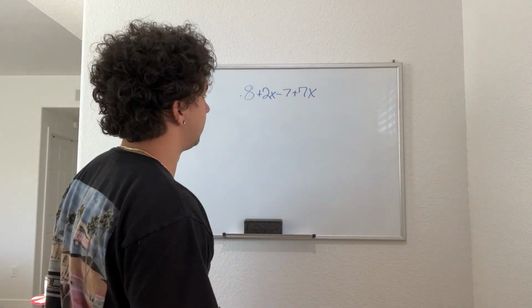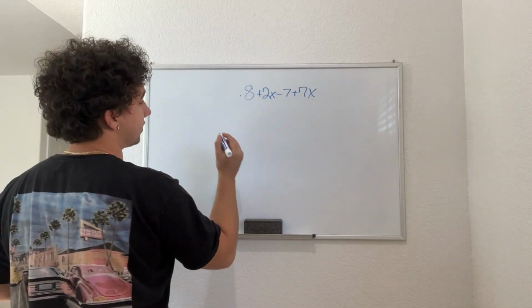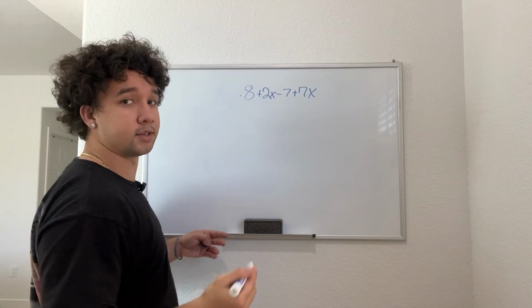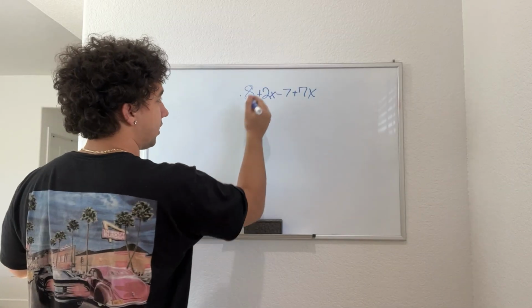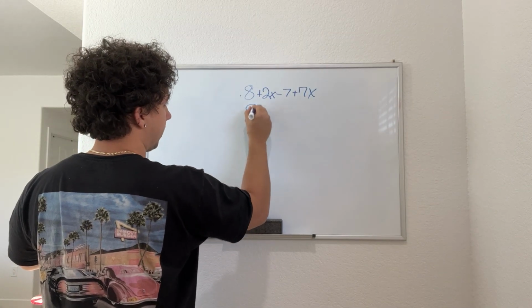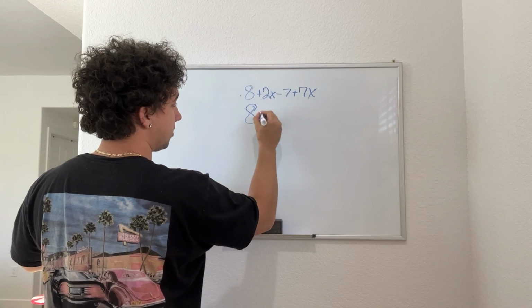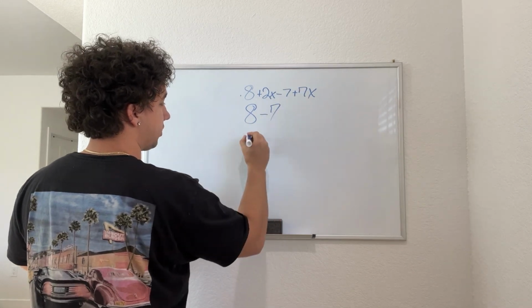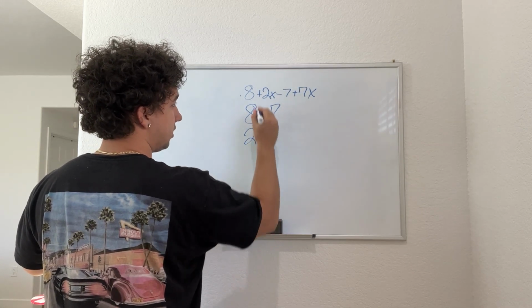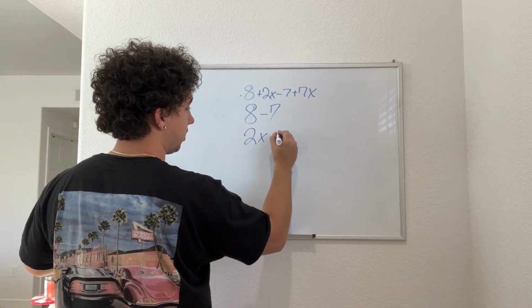All right, let's keep it moving here. I'm starting out with the 8 this time. Again, you don't have to start out with the x's. I just do just cause. But again, you can start out with the 8 here. So I have 8, and then I bring down the sign and the number, so minus 7. Then this one right here, I'm just going to do 2x plus 5x. I'm bringing down the sign as well.